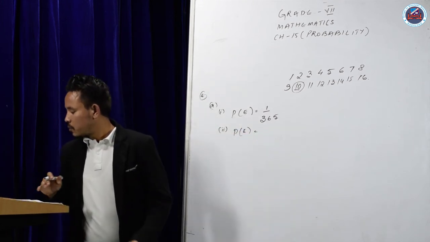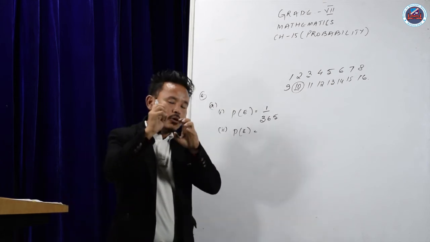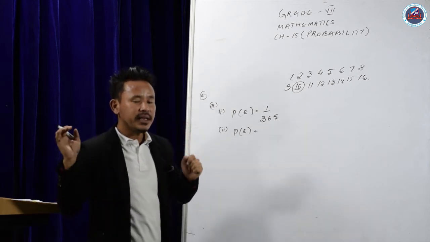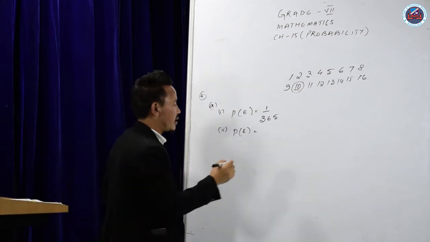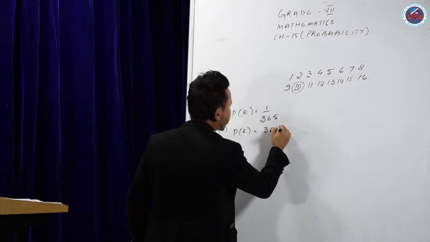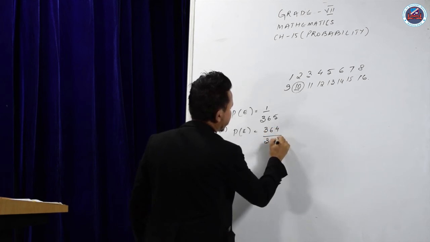Number 2, probability of an event, not 5th August. That means excluding 5th August, how many days do we have? 364 days. That is 364 upon 365. Clear?